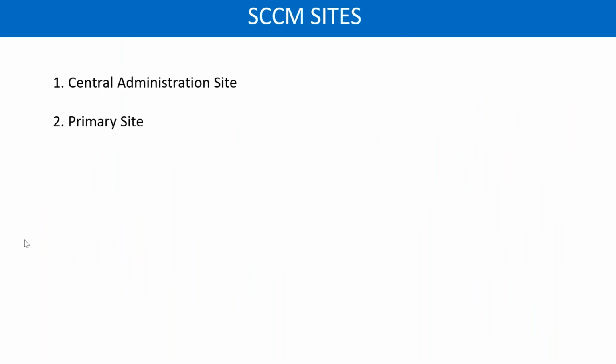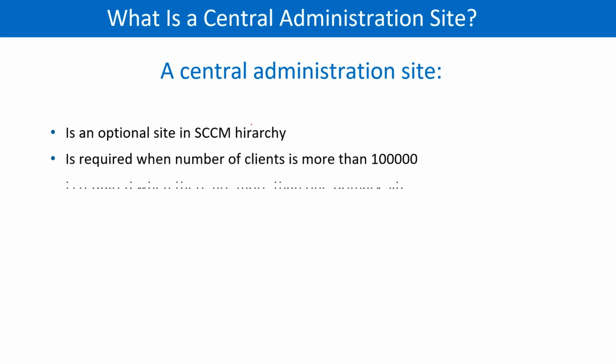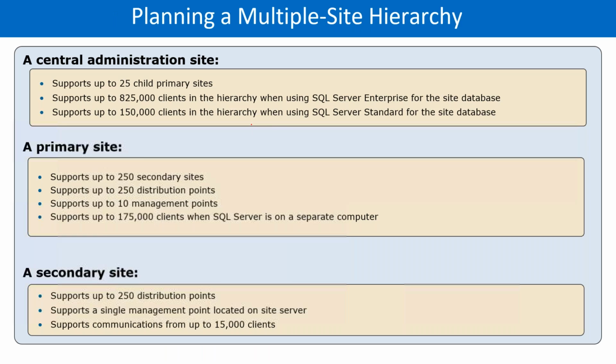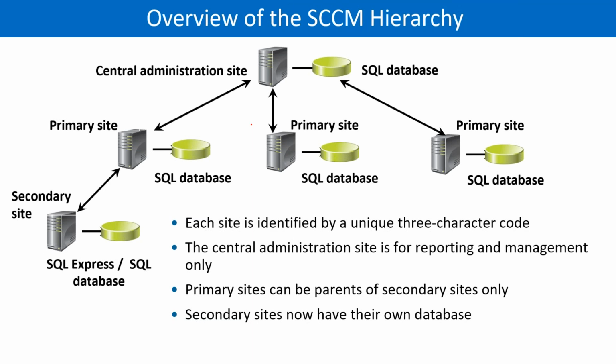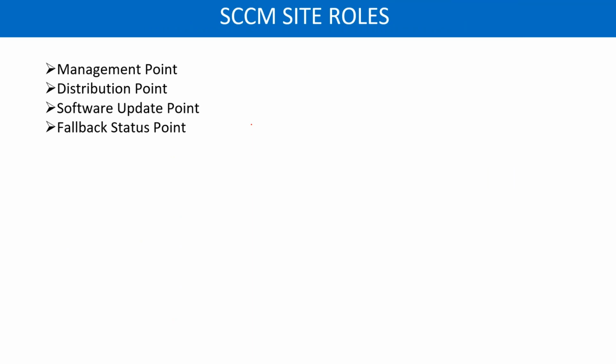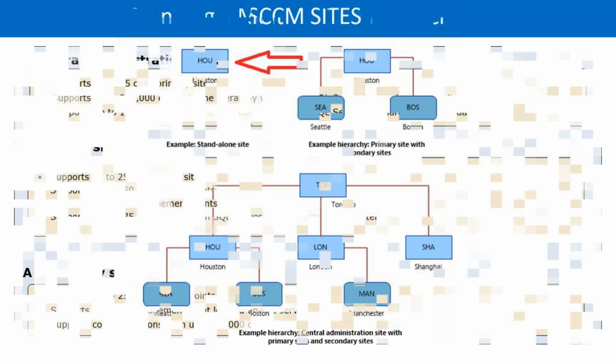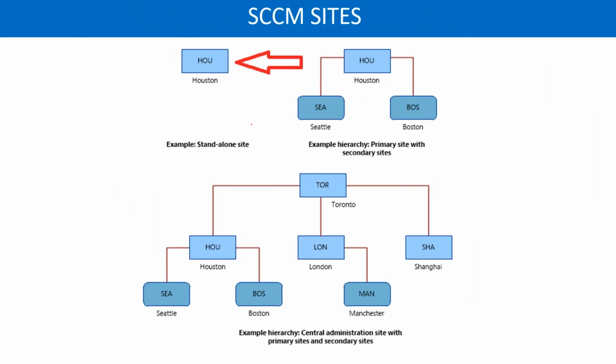Now we have three sites in SCCM: central, primary, and secondary. In your company, I don't know how the implementation is done, but three sites are there: central, primary, and secondary. What is central, primary, and secondary? We will discuss later on. I am not going into details now. Just understand that three sites are there. And we have architecture like this.